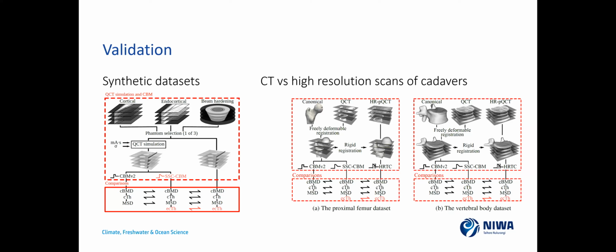We also had some high resolution CT scans of cadavers who had donated their bodies to science. Again, we performed the same general approach, where we compared a normal CT scan of that specimen and a high resolution one, to see the biases and errors.